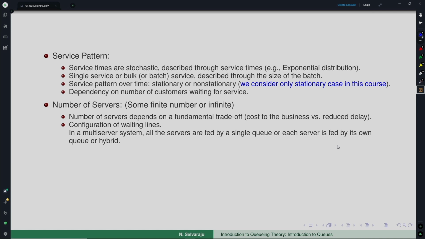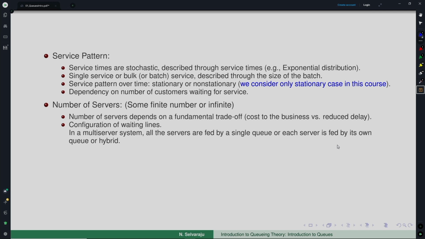Another description with respect to the number of servers is how the waiting lines or queues are configured in the system. One more thing we want to say before we go further: when we say number of servers, we always mean parallel servers in general. It goes without saying throughout, unless otherwise mentioned, that we mean parallel servers, not sequential ones. So they all have equal opportunity whenever a customer comes, unless it is done otherwise.